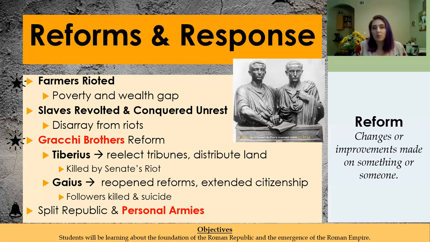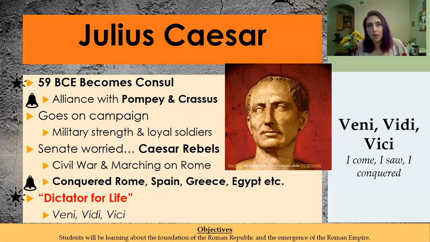And this whole concept of a personal army would start to develop. Soldiers, instead of siding in loyalty to Rome, would have loyalty to generals or leaders in the army. This would allow for Julius Caesar to come to power. So in 59 BCE, Julius Caesar would be elected as consul of Rome.